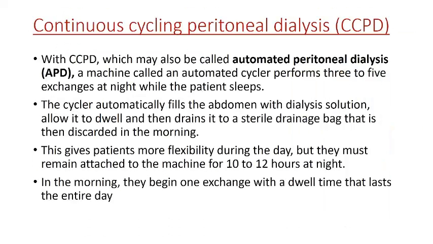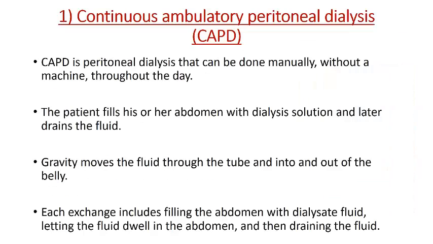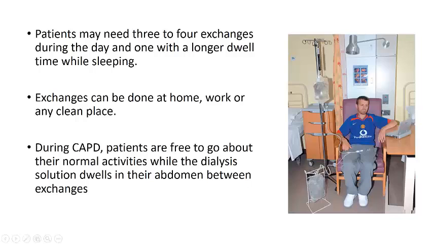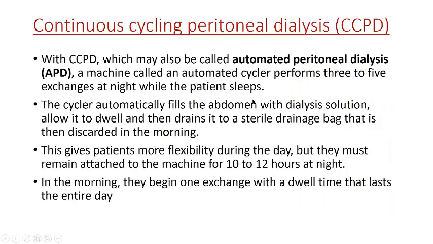Okay, another is continuous cycling peritoneal dialysis. Continuous cycling peritoneal dialysis is also called APD. APD is automated peritoneal dialysis. It is a machine which is called an automated cycler. It performs 3 to 5 exchanges at night while the patient is asleep. The main difference between CCPD and CAPD: generally CAPD is done at morning time, okay, this procedure. But CCPD is generally done at night, okay.